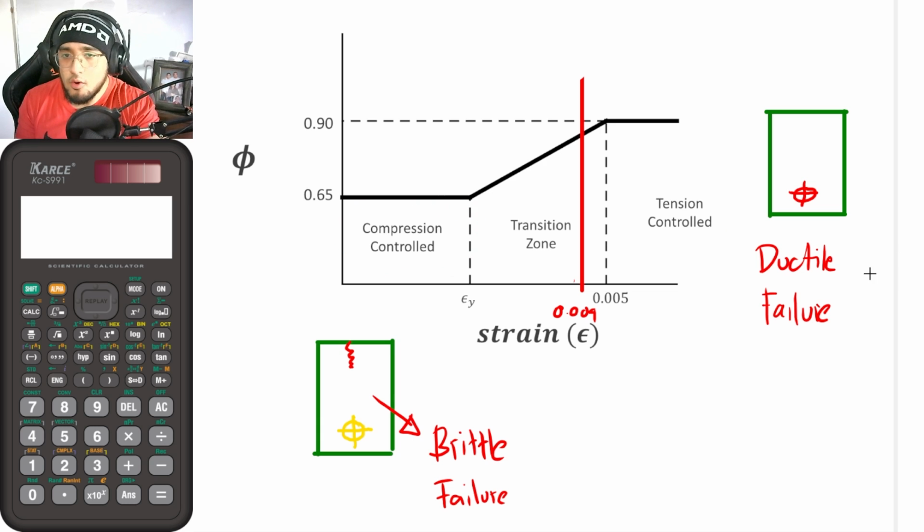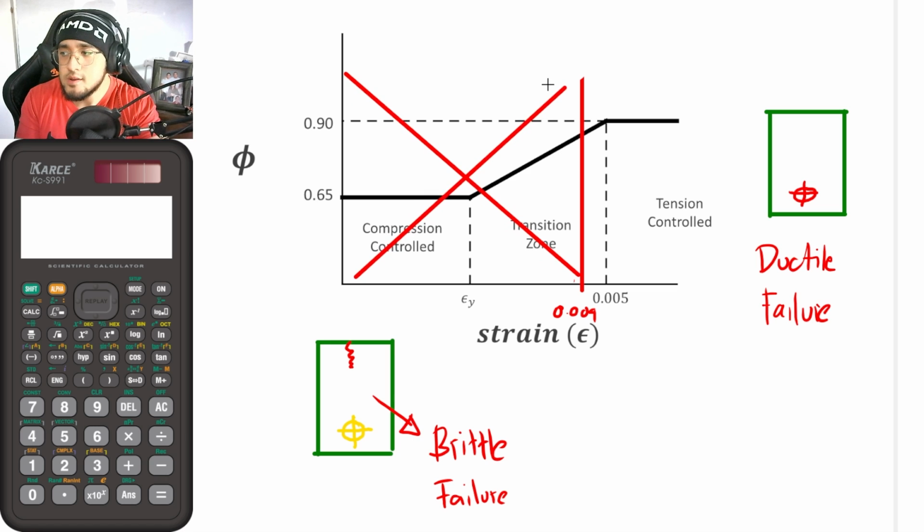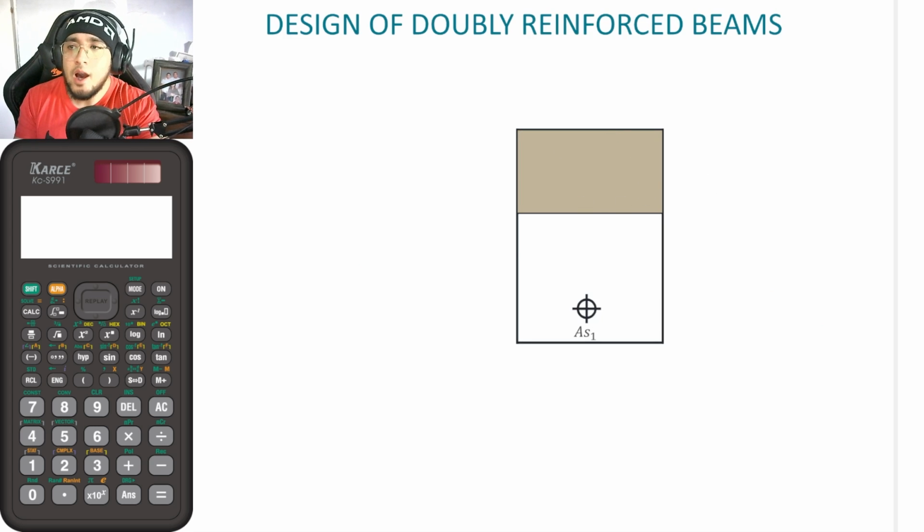Okay, so according to the code, we do not want compression controlled failures in our design, so we are not allowed to design anything there. Okay, so suppose that we already have this beam. How can we ensure that the failure will happen on the tension side? So in order for us to ensure that the failure will now be on the tension side, suppose that we have already went beyond the limit of AS max.